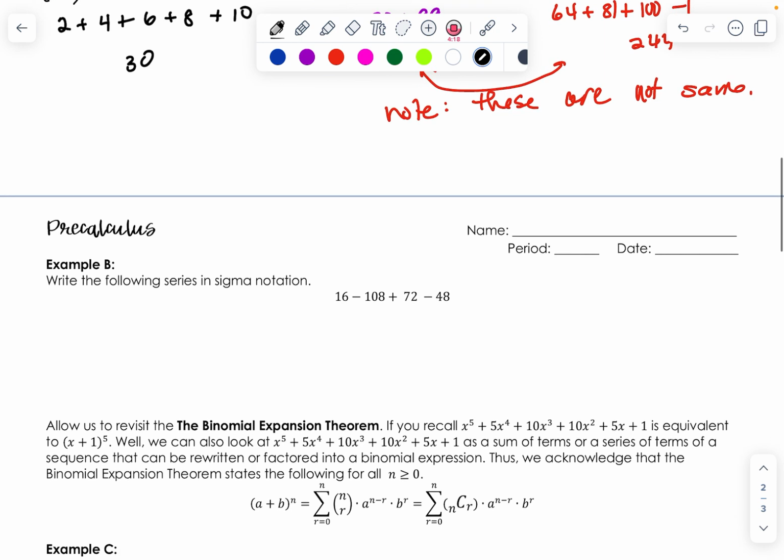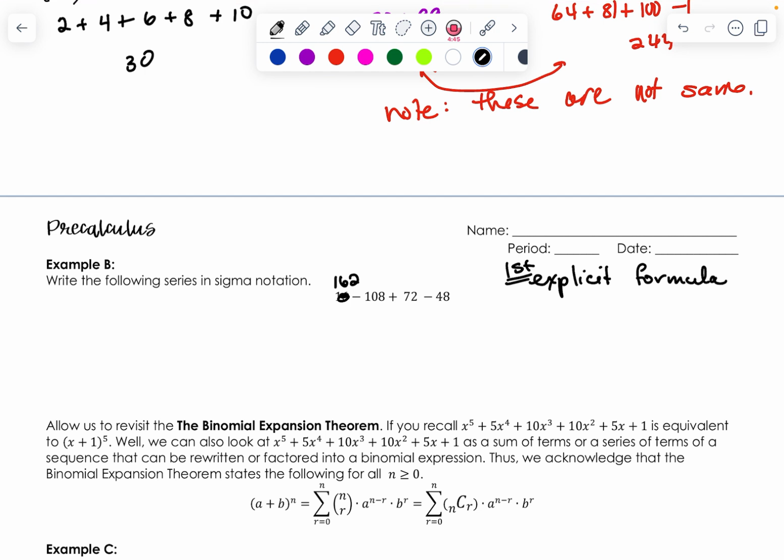Moving on, oops, this is a little typo. This should be 162. So fix that on your paper. It says, write the following series in sigma notation. Okay, well, what you need to do is you need to see if you can figure out the explicit formula. You want to first determine the explicit formula.